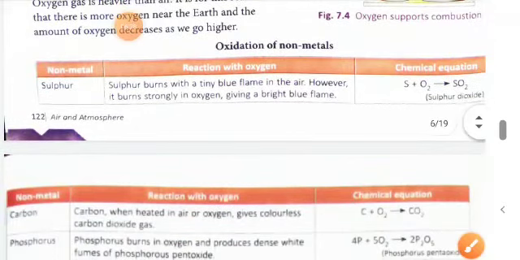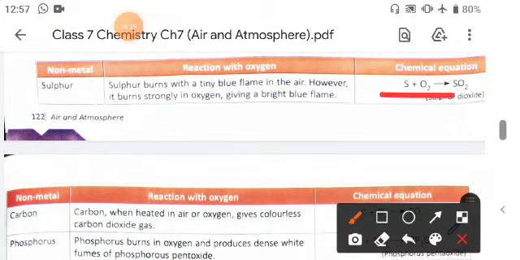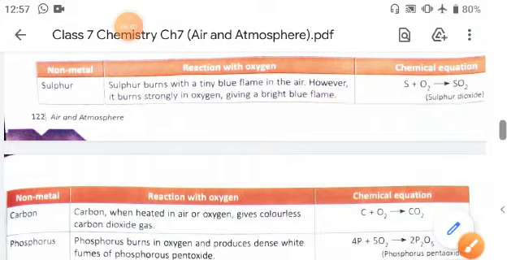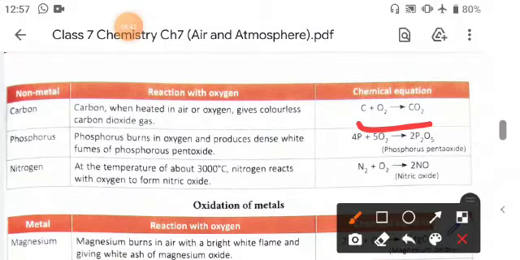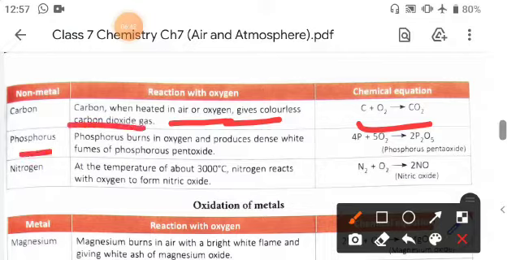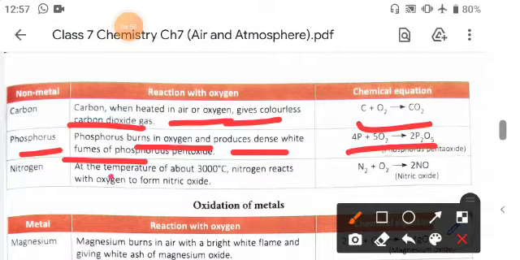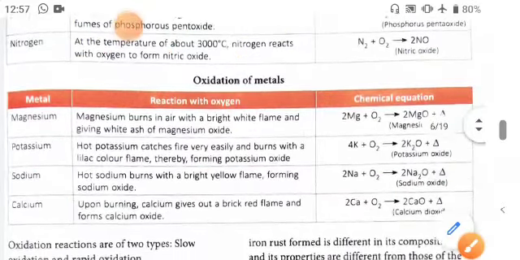Now the oxidation of non-metals. When oxygen reacts with sulfur it gives sulfur dioxide, and sulfur burns with a tiny blue flame in air. It reacts with carbon to make carbon dioxide, a colorless gas. In the case of phosphorus, phosphorus burns with oxygen and produces dense white fumes of phosphorus pentoxide. At a temperature of about 3000 degrees centigrade, nitrogen reacts with oxygen to form nitric oxide.